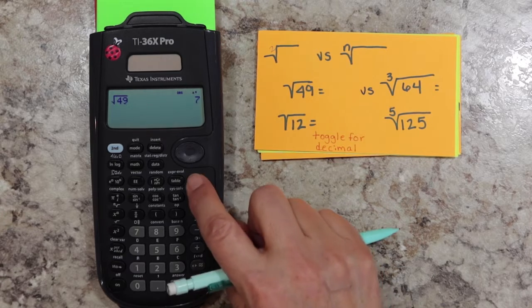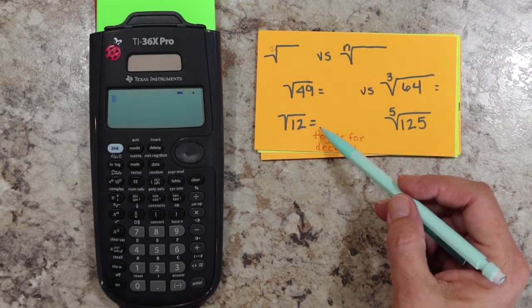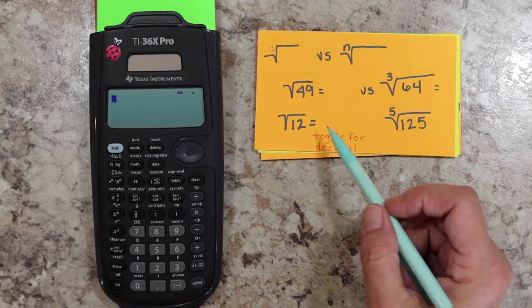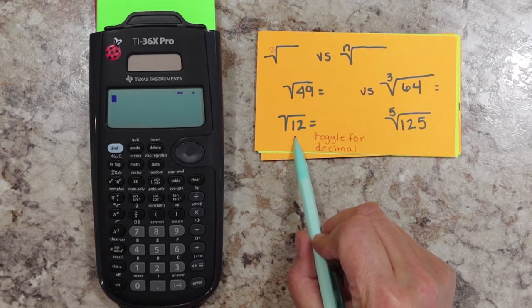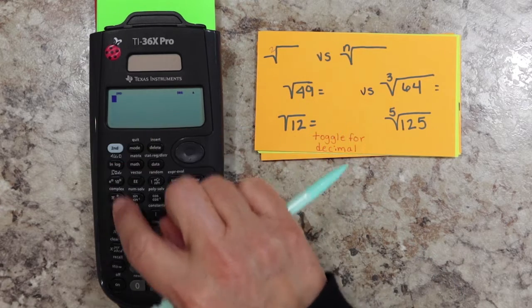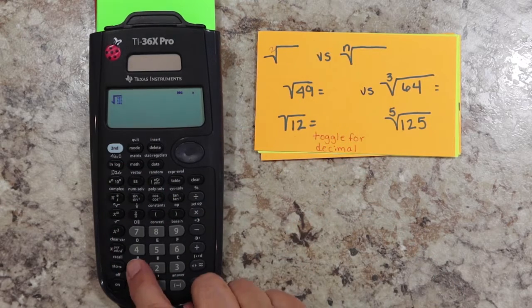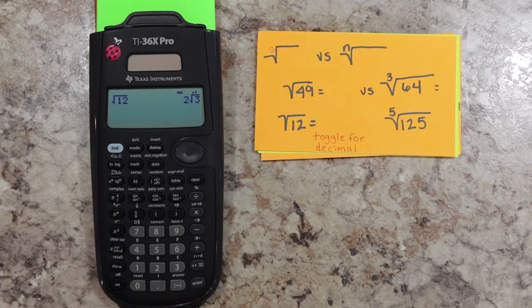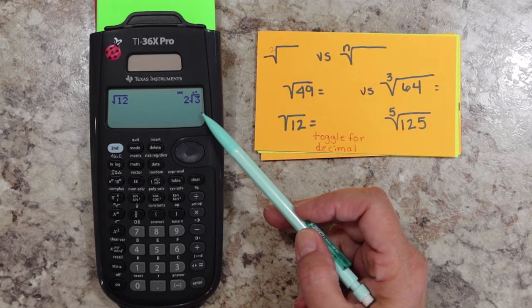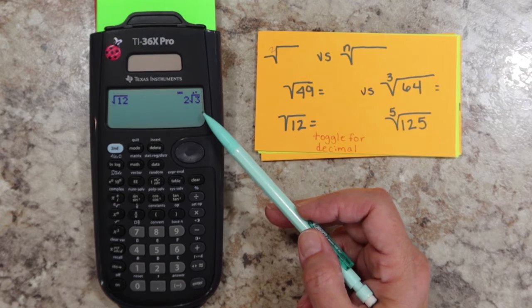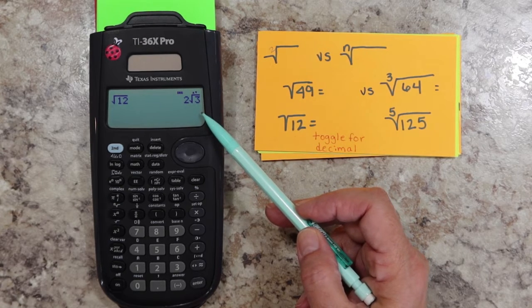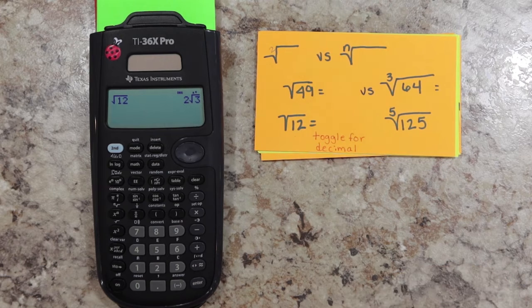Now you see it's blinking where I need to enter 49. Okay. Now, this calculator is great because it has something called math print. So let's just say I want to find the square root of 12. I can hit second, my square root button, enter 12, and it gives me 2 square root of 3. That's the exact answer, and a lot of calculators won't give you that. They'll give you the decimal. But what if you want the decimal?